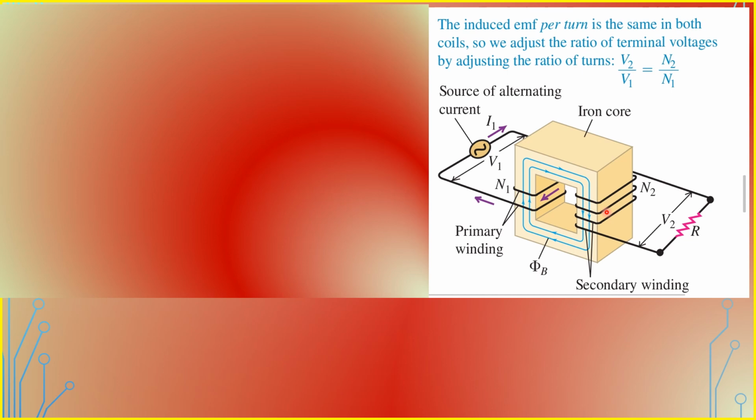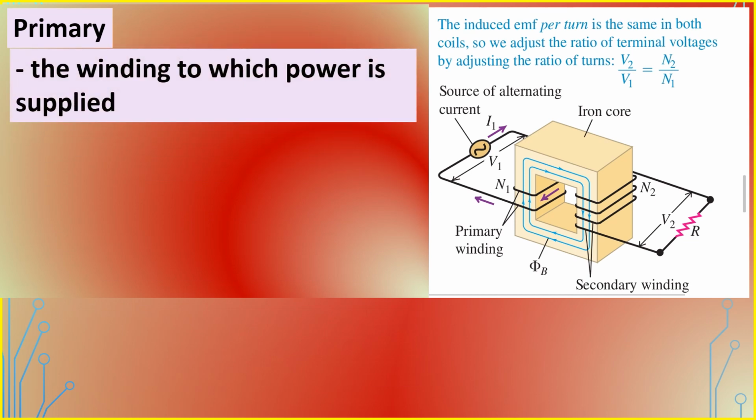This keeps the magnetic field lines due to a current in one winding almost completely within the core. Hence, almost all of these field lines pass through the other winding, maximizing the mutual inductance of the two windings. The winding to which power is supplied is called the primary, and the winding from which power is delivered is called the secondary.